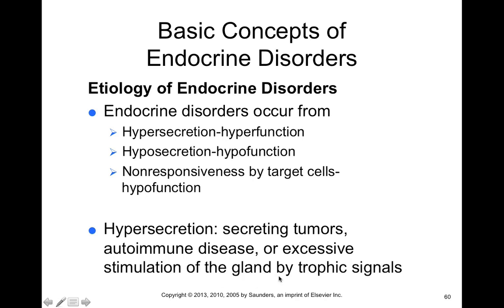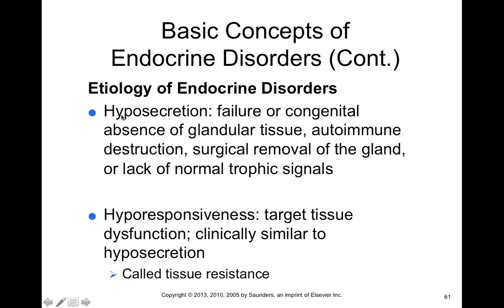Or excessive stimulation of a gland by other trophic signals, like other hormones might stimulate this gland to lead to hypersecretion of a hormone. Now, hyposecretion can come about from failure or congenital absence of a glandular tissue, or autoimmune destruction of that tissue. Like if you have an autoimmune disease against an endocrine gland or tissue, eventually that can lead to complete or partial absence of that tissue. Surgical removal of a gland, it could be iatrogenic, like accidental, or just a lack of normal trophic signals from other glandular tissue. And hyporesponsiveness comes from where tissues don't respond to a given hormone.